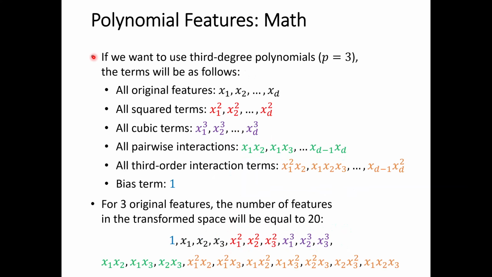If we want to use third-degree polynomials, that is when p equals 3, the terms will look like this. All original features, all squared terms, all cubic terms, all pairwise interactions, all third-order interaction terms, and the bias term, 1. So if we start with 3 original features, the number of features in the transformed space will be 20.